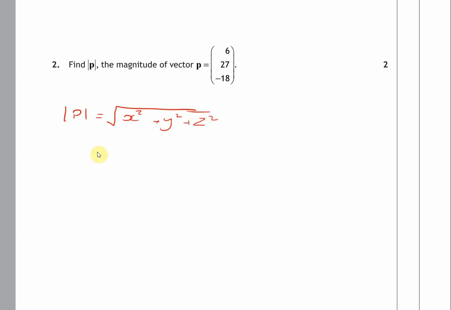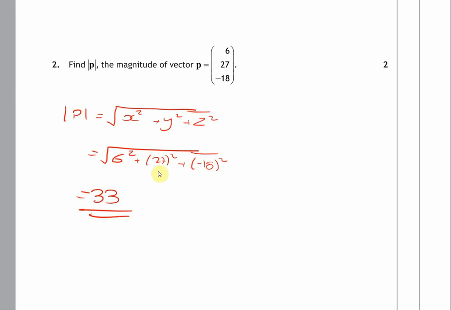Now all we have to do is substitute in our values for the x, which is 6, so we'll have 6 squared, plus 27 squared, plus minus 18 squared. When we pop that into the calculator, what we will end up with is 33. So that tells us that the magnitude of this vector p is 33.